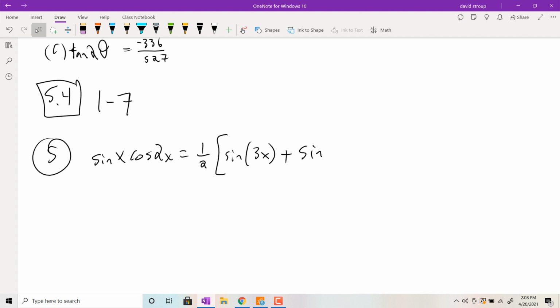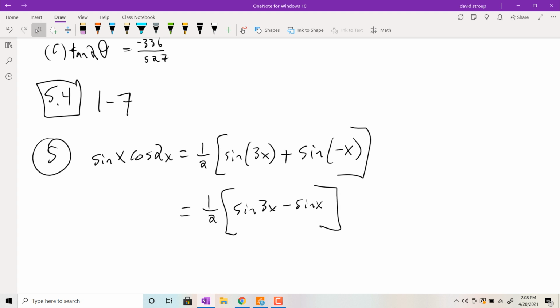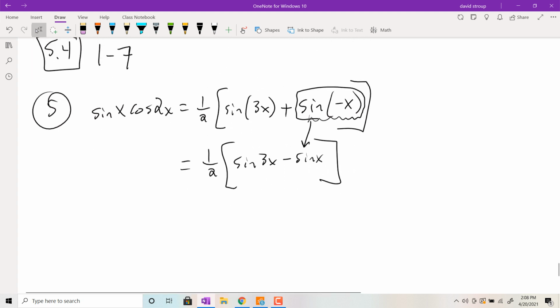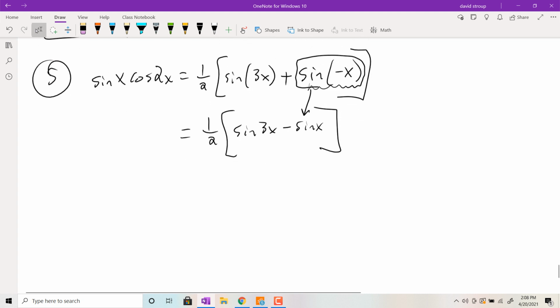Plus sine of x minus 2x is minus x. And you can't leave a minus x on the inside. You have to use the odd even formulas here. So I got sine of 3x minus sine of x, and that would be your official answer. You can't leave it like the other way. You have to convert it. Okay. So sine of negative x is equal to negative sine x. Okay, so just one little easy problem from there.